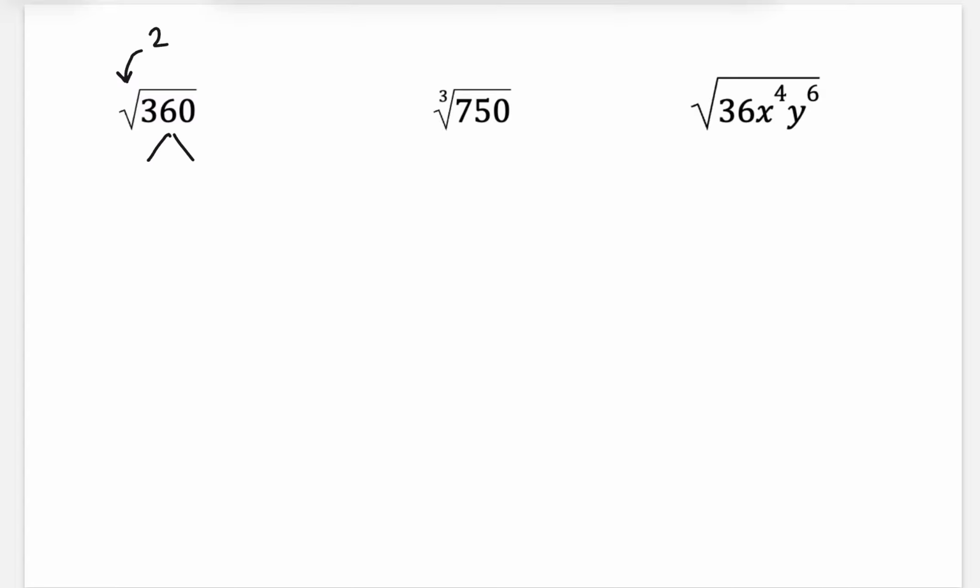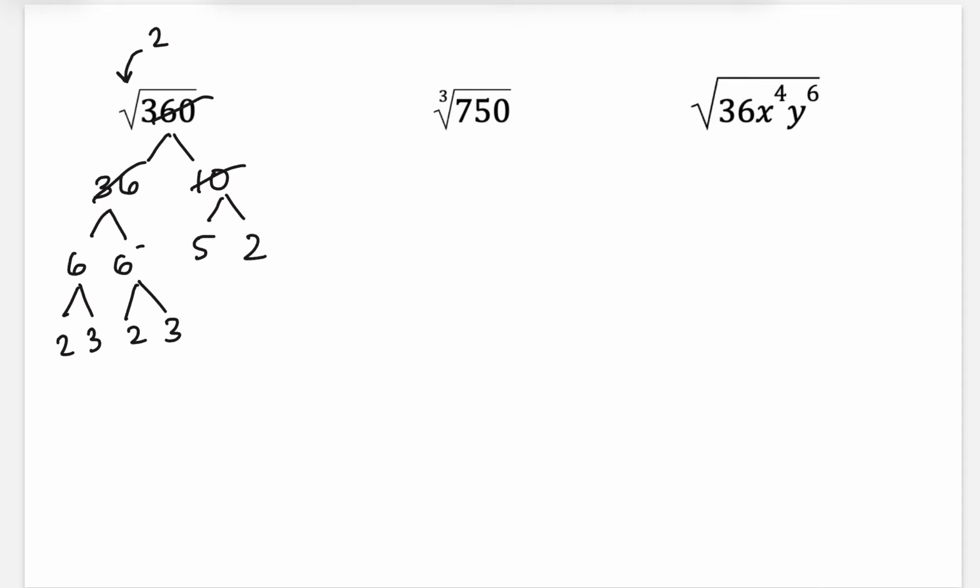So I can start with any two numbers that multiply to 360. I'm going to pick 36 and 10. And then I know that 10 is 5 and 2. I'm going to cross out every number once I've factored it, because that helps me keep myself organized. So 36 I know is 6 and 6. 6 is 2 and 3. And 6 is 2 and 3.